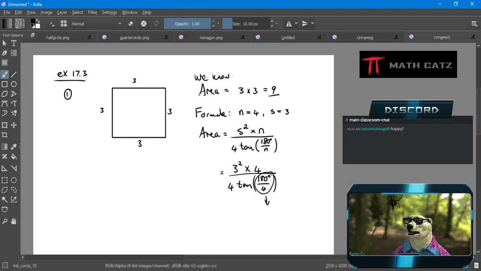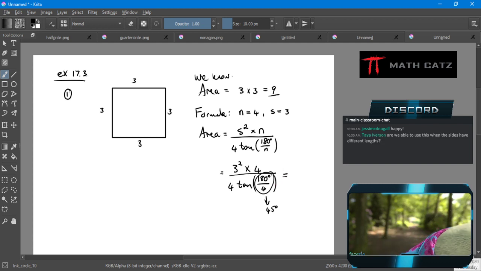180 divided by 4 is 45 degrees. That will make my life a little simpler. I can simplify the top. I don't have to. I can just calculate it as is. Let's see what MathBot does.